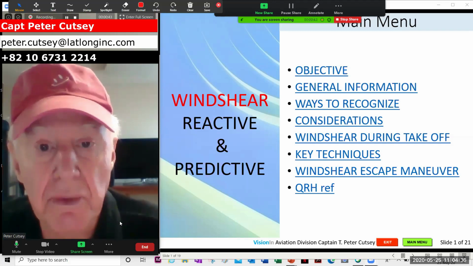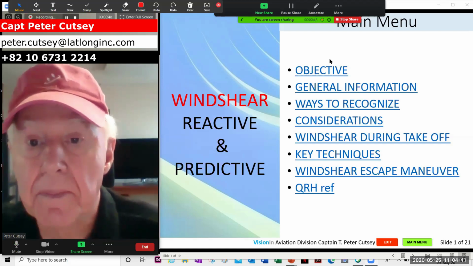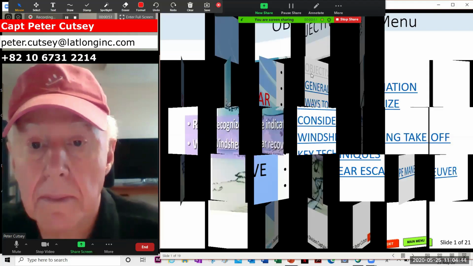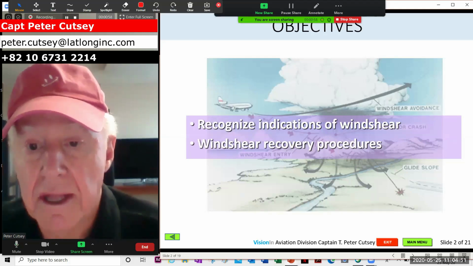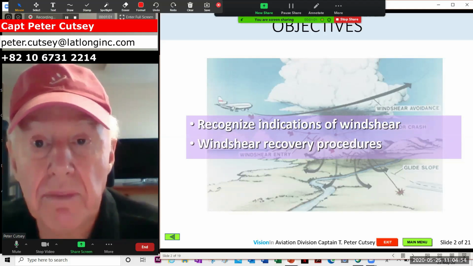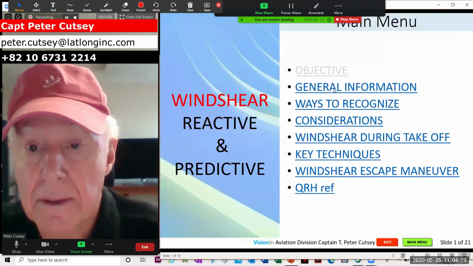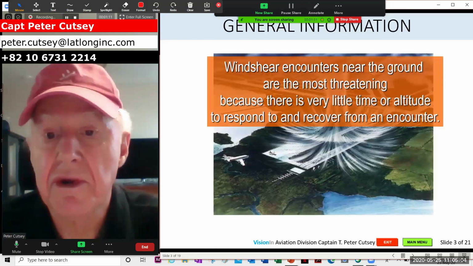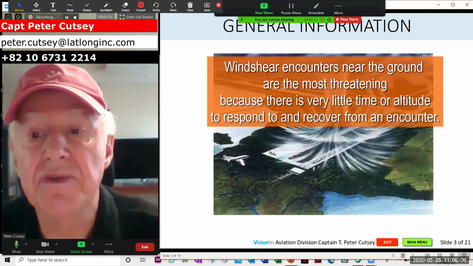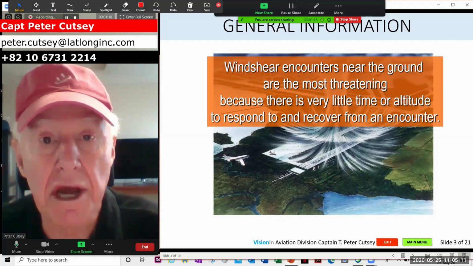Today we're going to discuss wind shear, both reactive and predictive. So the objective really is to recognize indications of wind shear and know the proper wind shear recovery. Wind shear encounters near the ground are the most threatening because there is very little time or altitude to respond to and recover from an encounter.